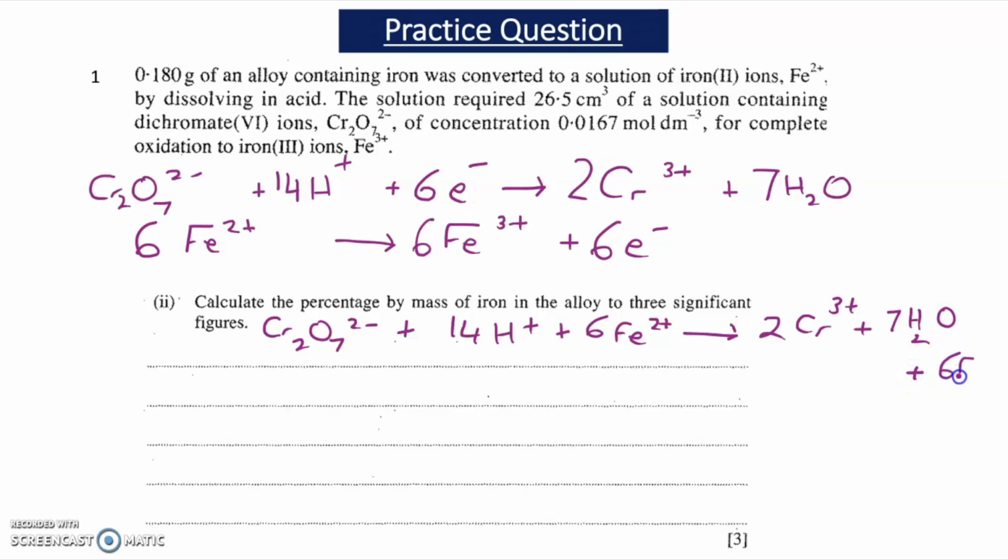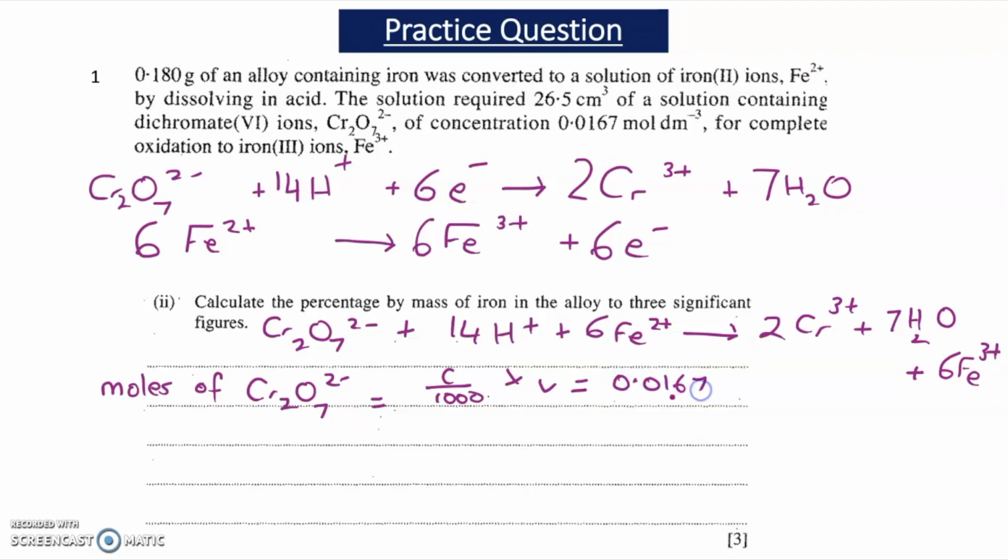Now I'll need this overall equation to be able to attempt the titration calculation, because I need to know the ratio of dichromate to Fe2+. And I can see from the overall equation it's a 1:6 ratio. So the first thing I do to answer this question is I work out the moles of dichromate, and to do this I do concentration over 1,000 times volume.